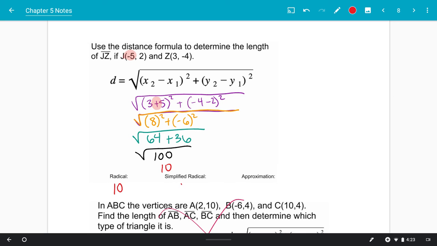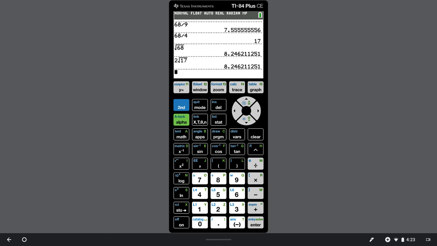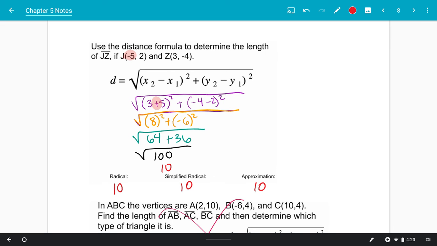So the radical is 10. The simplified radical is 10. And the approximation is 10. Square root of 100 is just 10. So don't do too much. Like, don't do extra. Just these are all 10. You don't need to make it hard. If it's a nice number, it's a nice number. Okay?